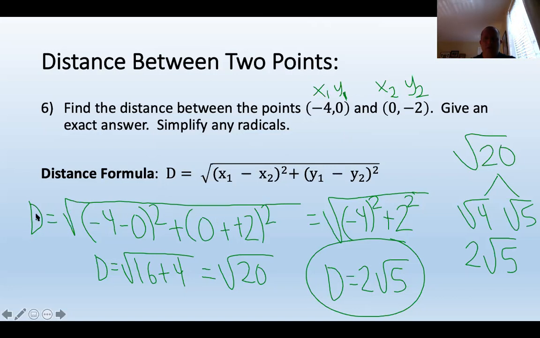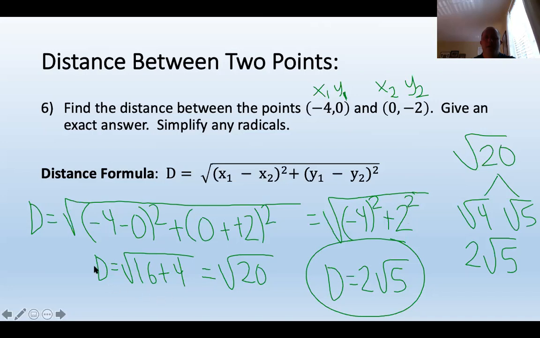And you have d equals square root of parentheses. Instead of x1, we put -4 minus, instead of x2, we put 0 squared plus parentheses. Instead of y1, we put 0 minus, instead of y2, we put -2 squared. And then we need to simplify this. So -4 minus 0 is -4. So it ends up being square root of (-4) squared, -4 is in parentheses, plus 2 squared.